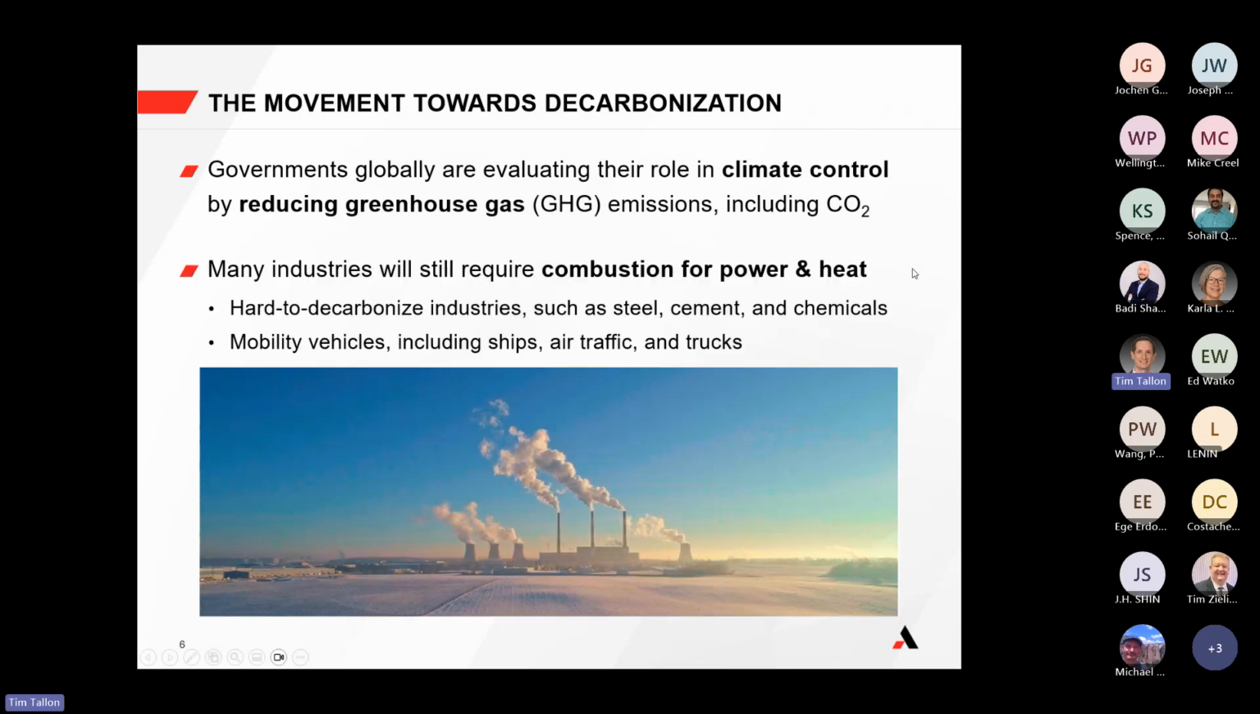Now, one other thing to think about is that there are a number of industries that are going to continue to require combustion, even with all the trends taking place. Even with electrification, there's still going to be a need for high temperatures and high heats for certain industries. So hard to decarbonize industries include steel and cement and chemicals. They're certainly looking through their own different pathways to decarbonization, but they're going to continue to need combustion for power and for heat. Same with mobility: vehicles, ships, air traffic, trucks, and certain petrochemical and hydrocarbon processing applications as well.